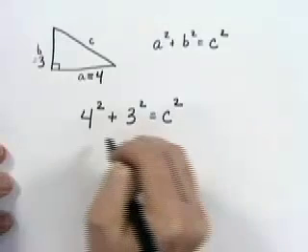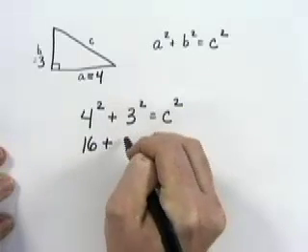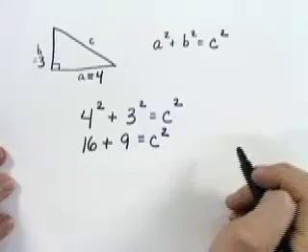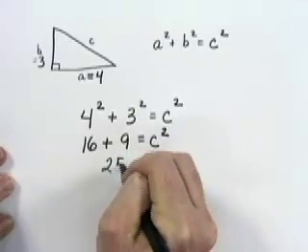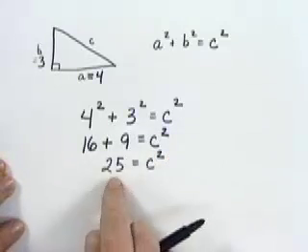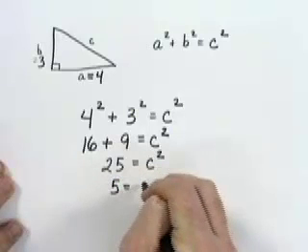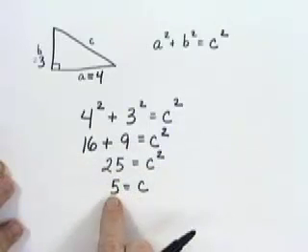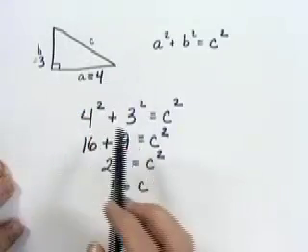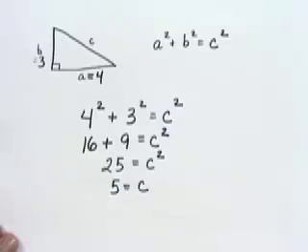4 squared is equal to 16. 3 squared is equal to 9, and that's going to again equal c squared. So we get that c squared equals 25. What I need to do now is take the square root of both sides of the equation, and I get that c is equal to 5. I only take the positive square root because c is the length of the hypotenuse, and it only makes sense for c to be a positive quantity.